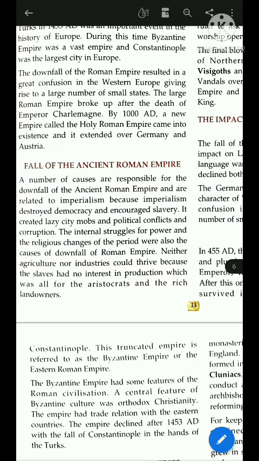Imperialism means to rule over, किसी पे शासन करना, ठीक है. And because of this imperialism, it destroyed the democracy of the people and it encouraged slavery. That is why it is called the most important cause.